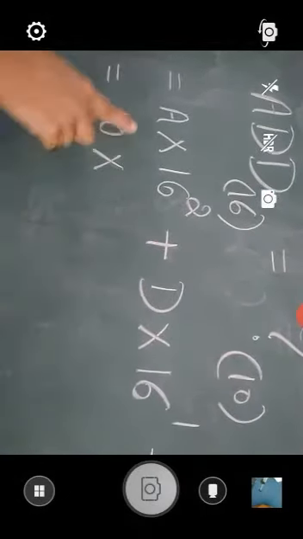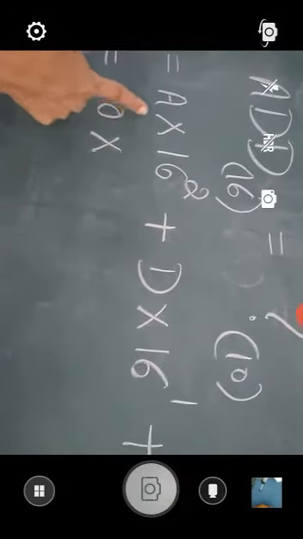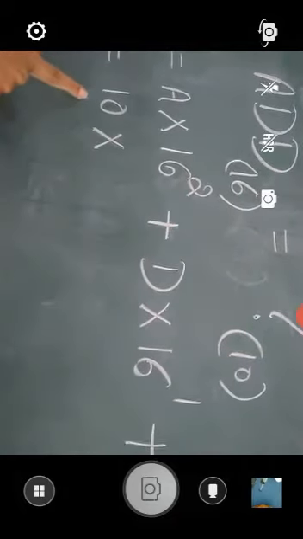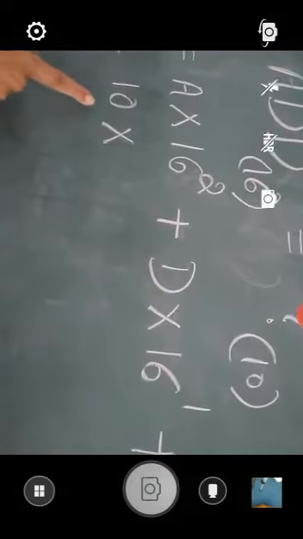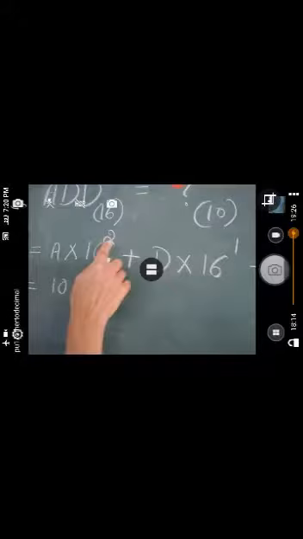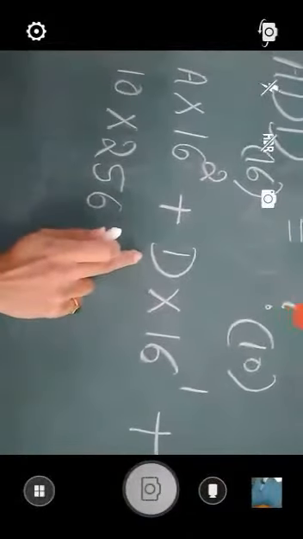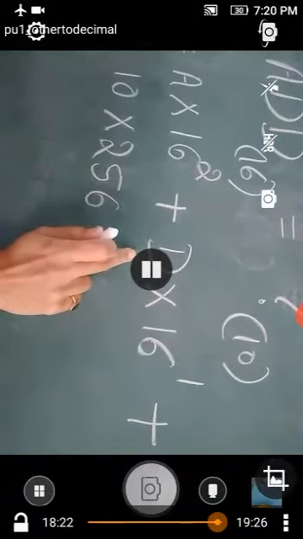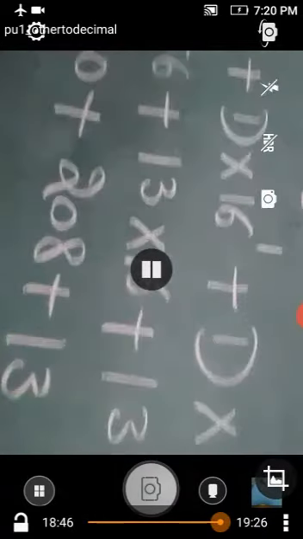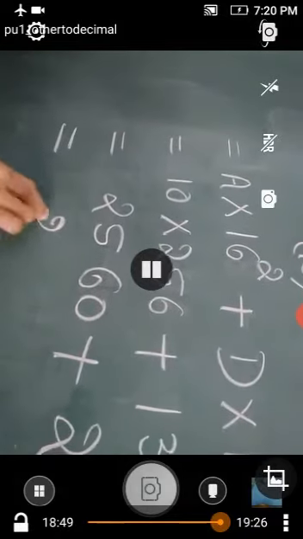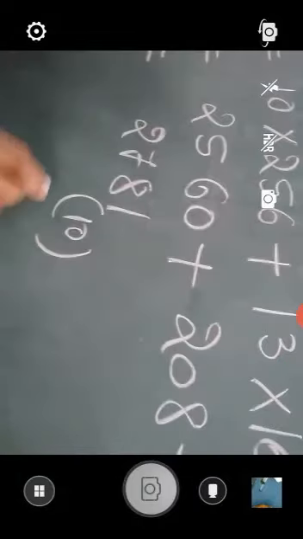16 into 16. Okay, you can just check out. So 16 should be multiplied 2 times. Okay, answer will be 256. So the final answer will be 2781 to the base 10.